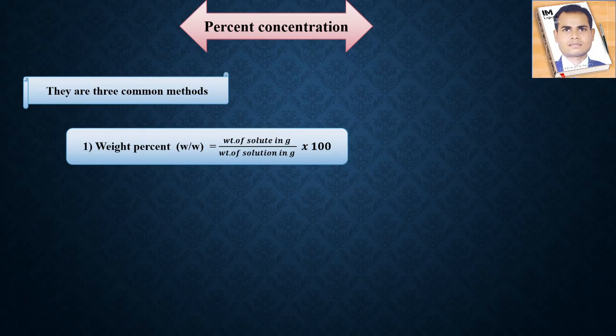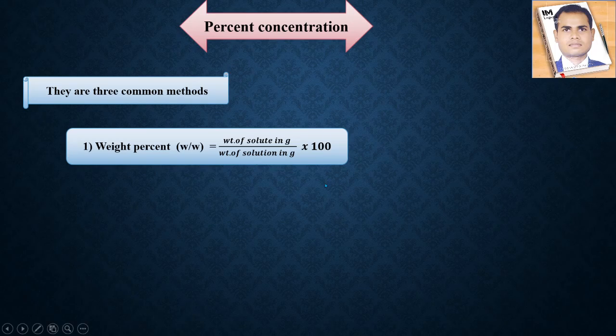The formula for weight by weight is the weight of solute in grams divided by the weight of the solution in grams, into 100. So by using this formula you can calculate the weight percent. For example, if you take a mixture of sugar plus soil, the weight of sugar and the weight of soil are present in that mixture.